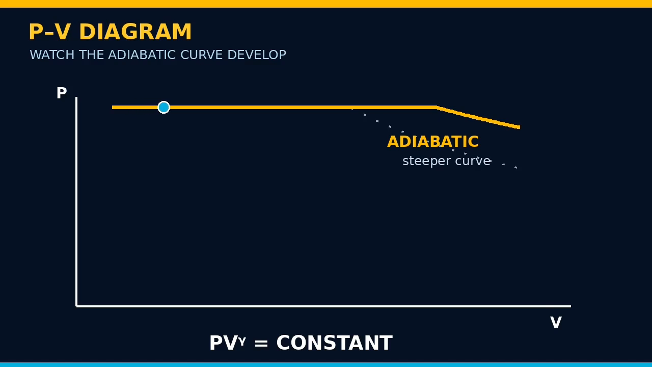Here we can see the pressure volume or PV diagram for an adiabatic process. For a reversible adiabatic process involving an ideal gas, the important equation is PV^γ = constant. Here gamma is the ratio of specific heat at constant pressure to specific heat at constant volume.